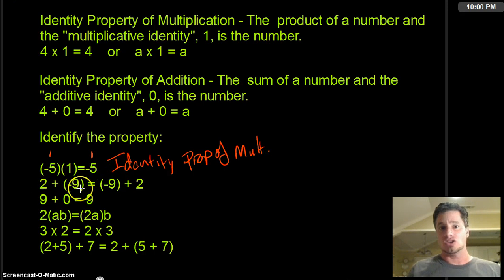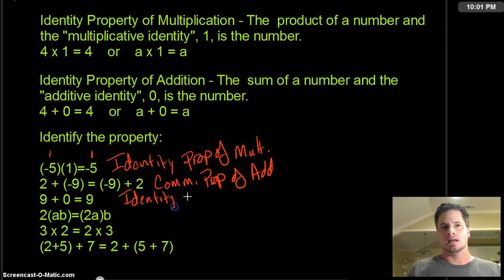Here, I changed the order. Well, commuting. Numbers commuted. So that's the commutative property of addition. Let's look at the next one. I start out with a 9, I end up with a 9. That's identity. It keeps its identity of addition.